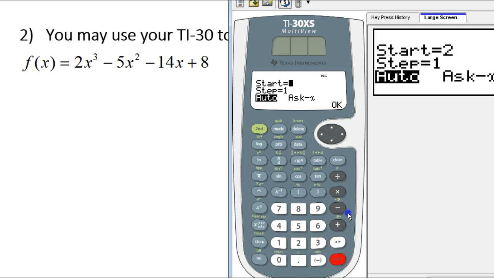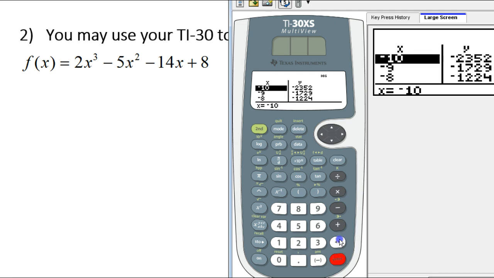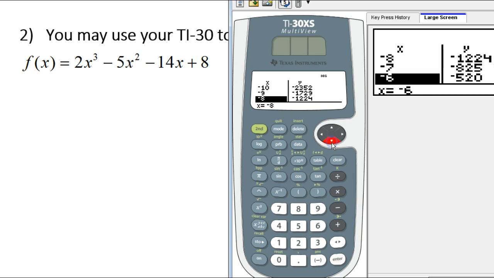I'm just going to hit enter. I always like to start with negative 10 because it rarely goes past that. And I'm just going to hit enter like 4 times until I get to this list. Now I'm looking for 0 on the y side because that means the x will be a 0 or x-intercept of the function. So I'm looking for 0 as I scroll down. It's getting smaller, well, closer to 0. And there it is. I find a 0 at negative 2.